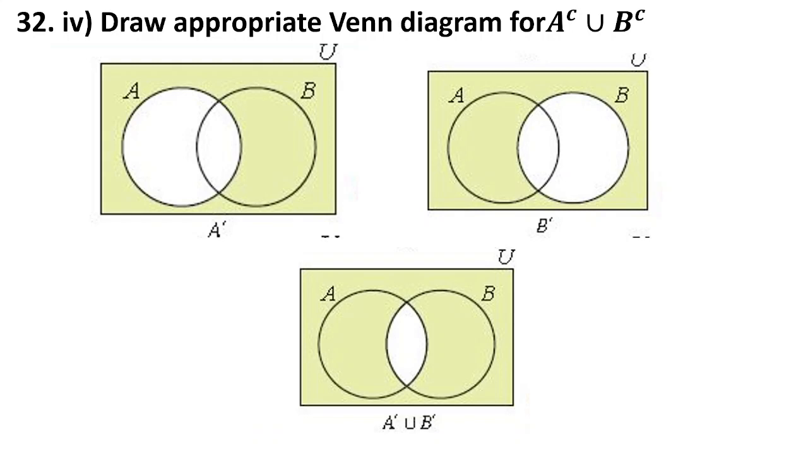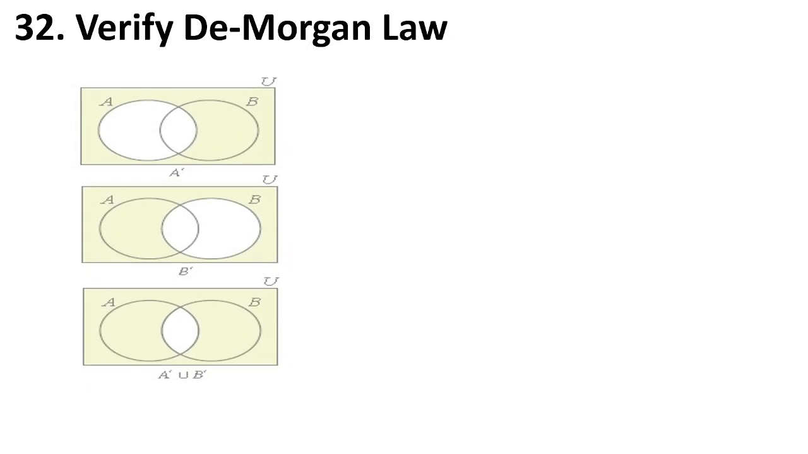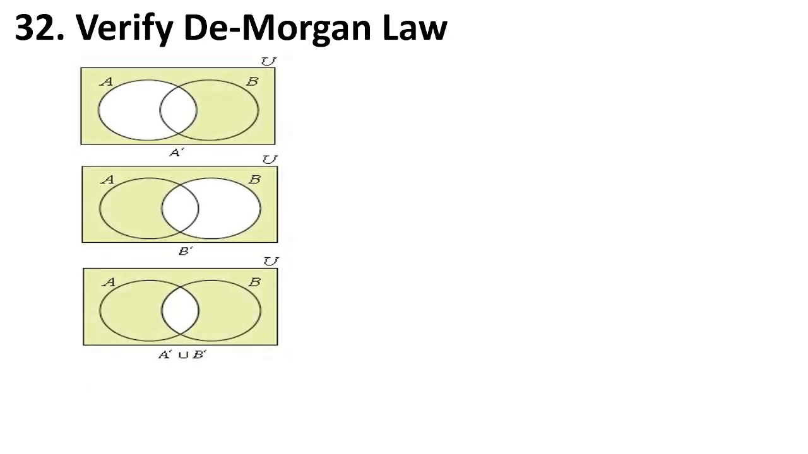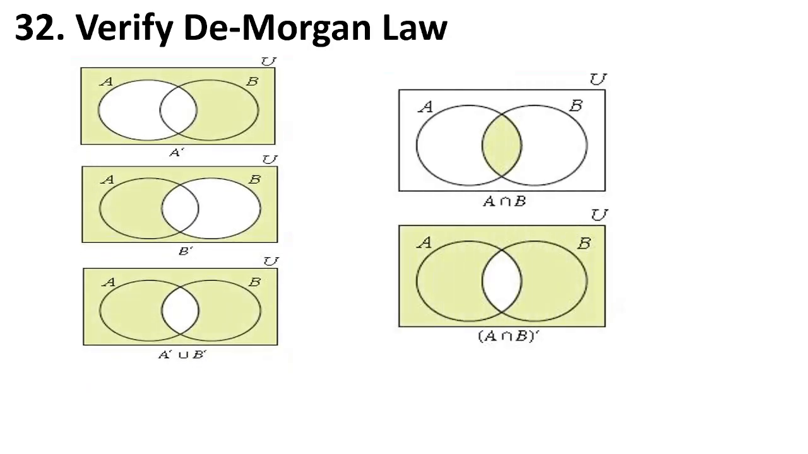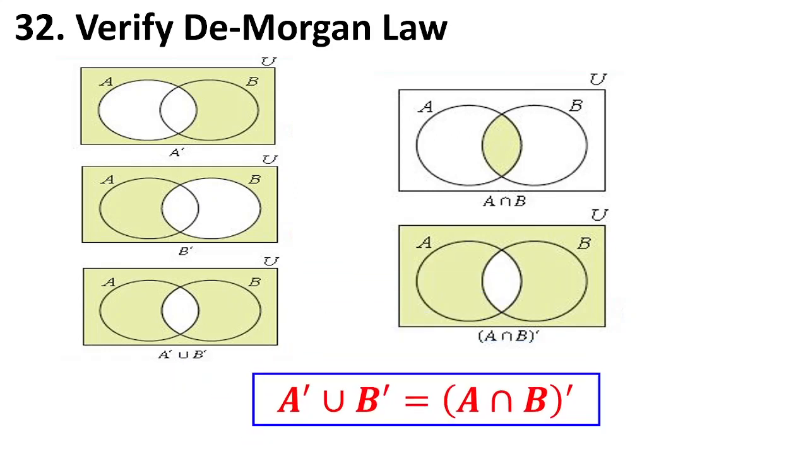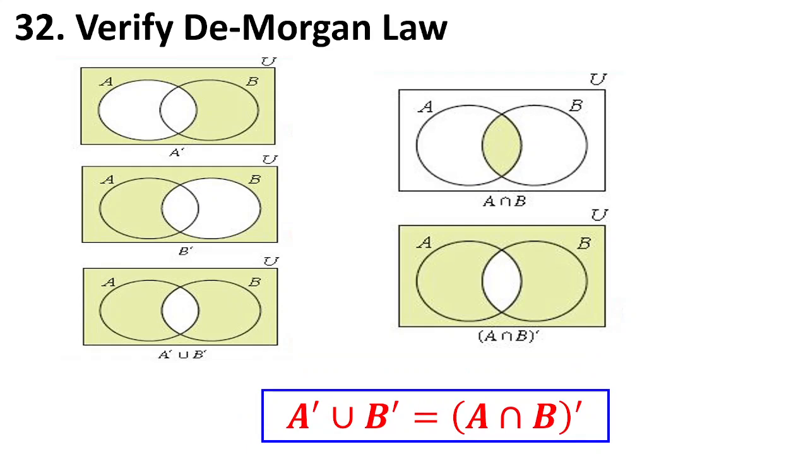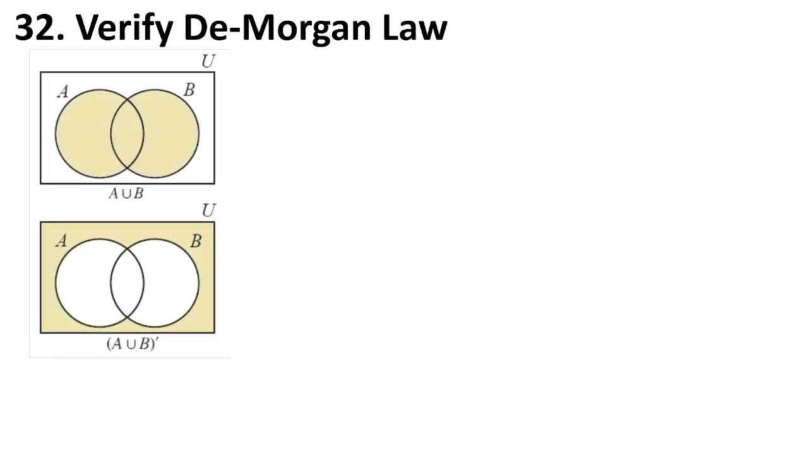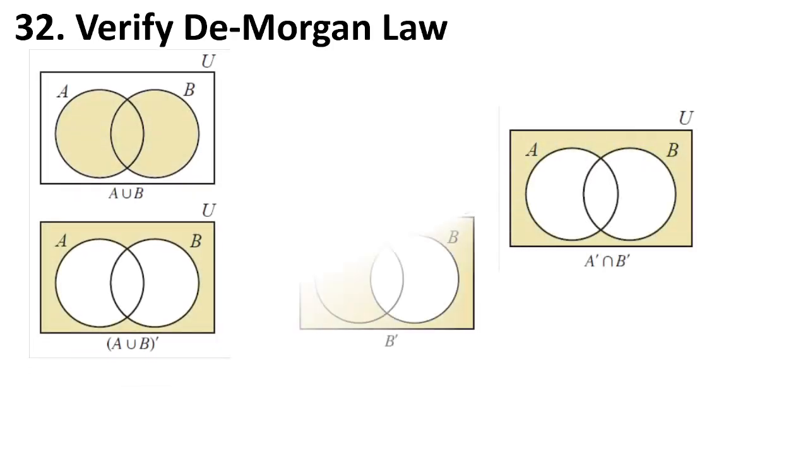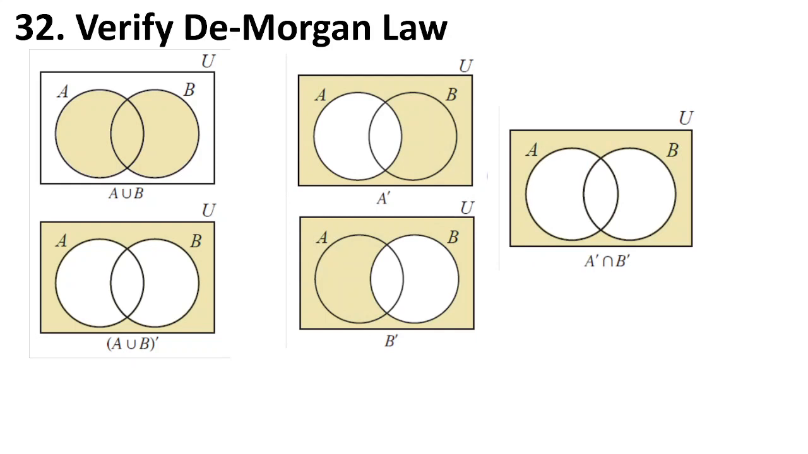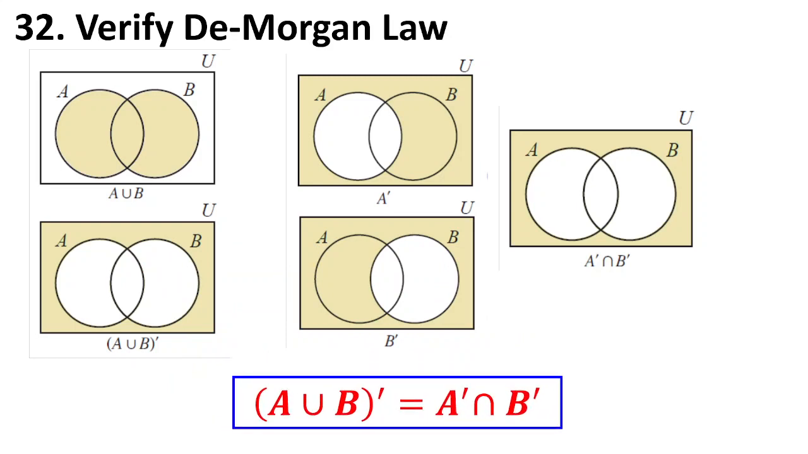Well, in this question number 32, we have to prove De Morgan law. For that, we can prove it using the Venn diagram which I have already drawn. For example, I am taking A dash union B dash, and I am taking (A intersection B) whole dash. You are seeing that both the diagrams are same. Therefore, first De Morgan law, that is A dash union B dash is equal to (A intersection B) whole dash, is verified. Similarly, I am taking (A union B) complement, and I am taking A complement intersection B complement. You are seeing that both are equal. Therefore, (A union B) dash is A dash intersection B dash.